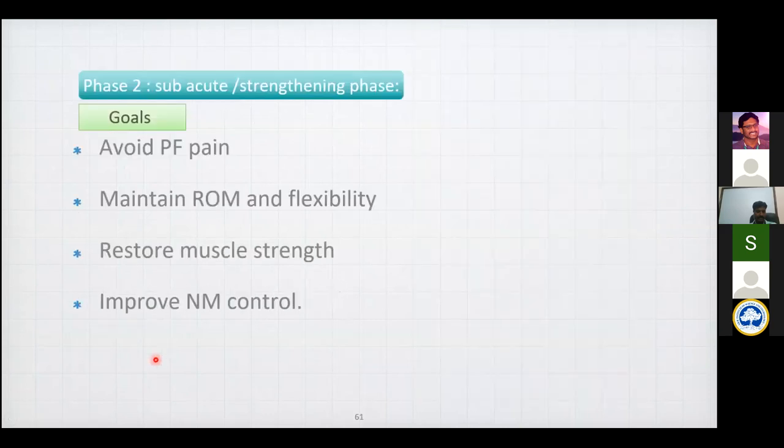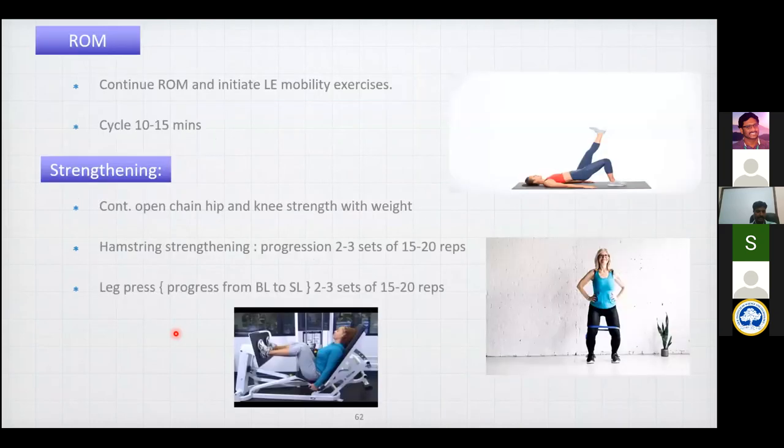Now, we enter the subacute or the strengthening phase. This is an advanced phase, after two weeks, we can start with the subacute phase. The goal is to avoid patellofemoral pain, maintain range of motion and flexibility, restore muscle strength, improve neuromuscular control. Range of motion, again, continue range of motion and initiate lower extremity mobility exercises. Like we can do glute series, we can do hamstring mobility exercises, we can do calf mobility exercises.